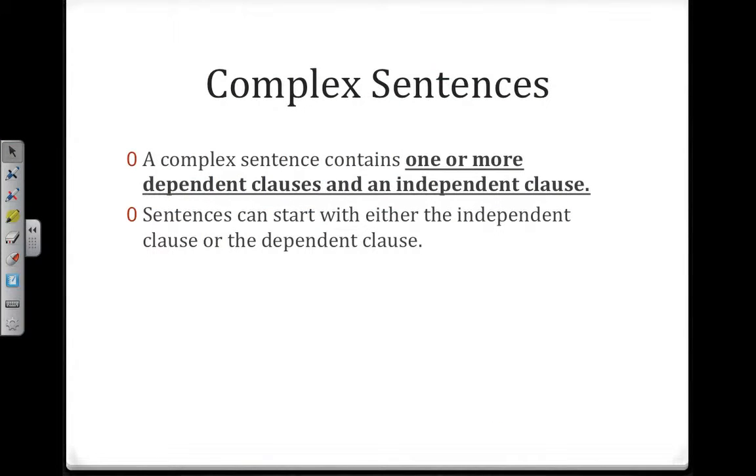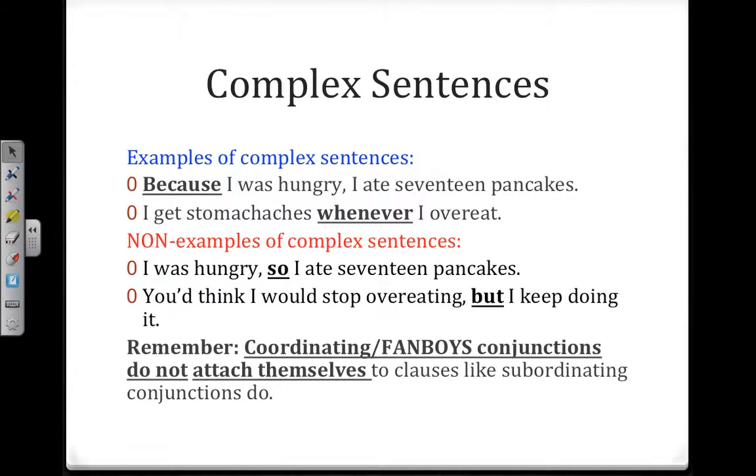Concluding now with our last two sentence structures, we have the complex sentence, which is one or more dependent clauses paired with an independent clause. The sentence can start either with the independent clause or the dependent clause. It does not matter. Here are some examples of complex sentences.